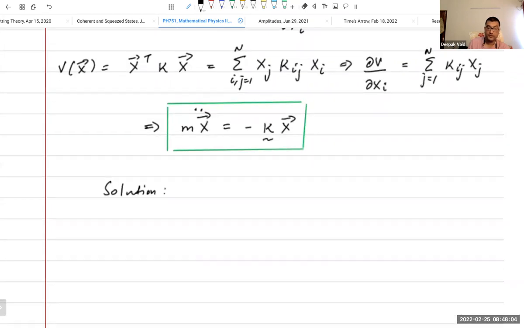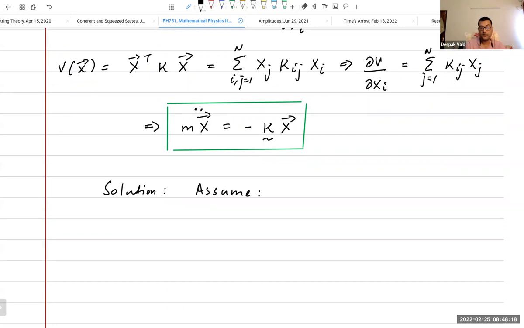What do we normally say? We say that, okay, well, let me assume that all of the positions, all of the elements of this position vector will perform small oscillations around the equilibrium position. So that means your position vector as a function of time can be written in the following way.